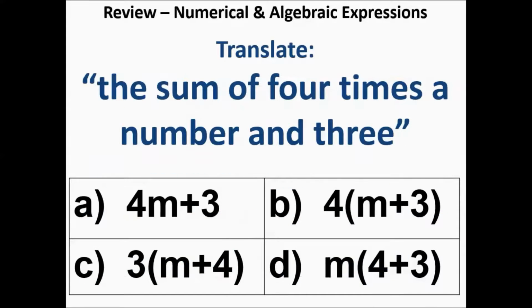The sum of 4 times a number and 3. The sum of means you're adding, but it doesn't say anything times the sum of, so it's not a parentheses problem. The sum of, the two things you're going to add are separated by the word and, so 4 times a number and 3, that's going to leave you with choice A.